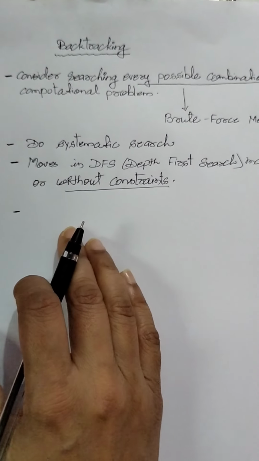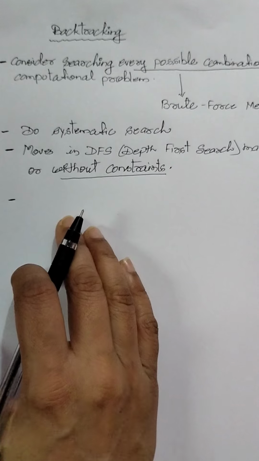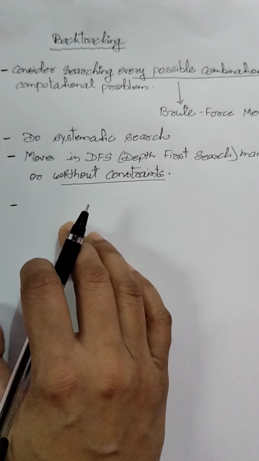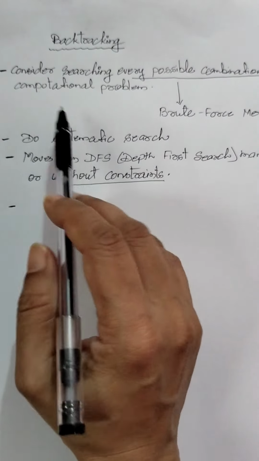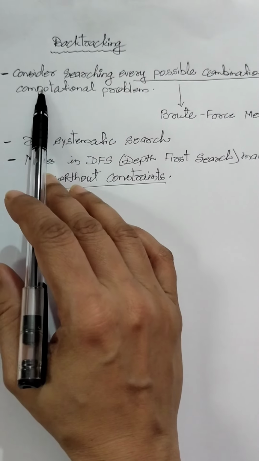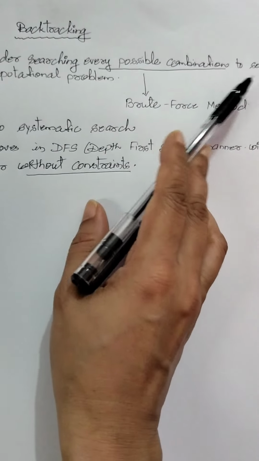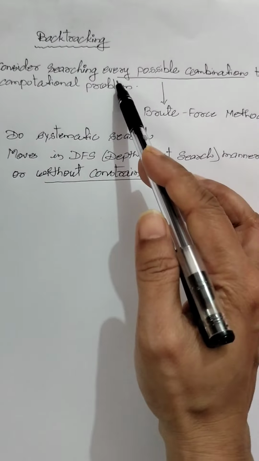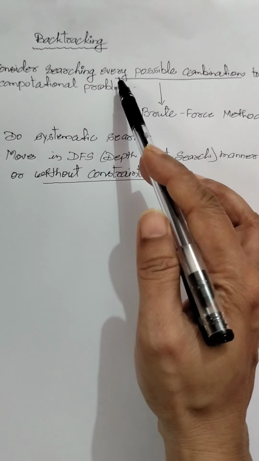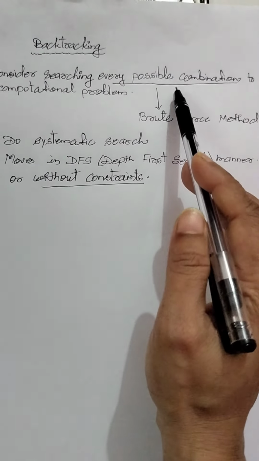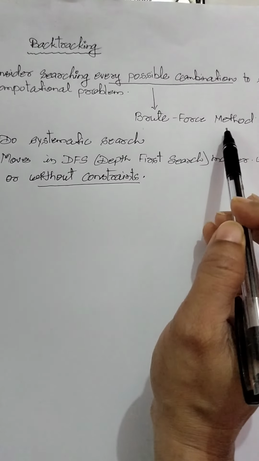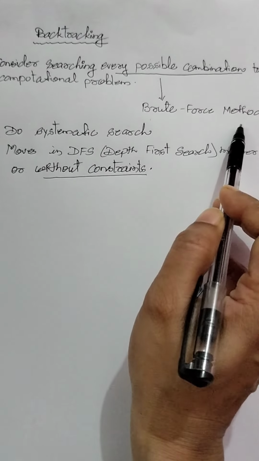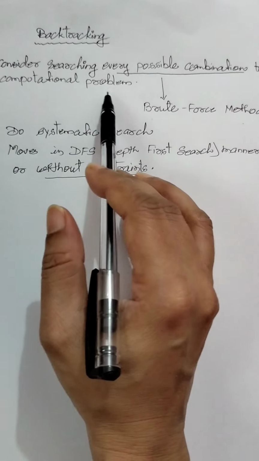Okay, students, we will discuss the backtracking approach of designing an algorithm. In the backtracking approach, when we design an algorithm, it considers all the possible combinations to solve any computational problem. When we try to select every possible combination, it is known as the brute force method. That means backtracking uses the brute force method to solve any computational problem.